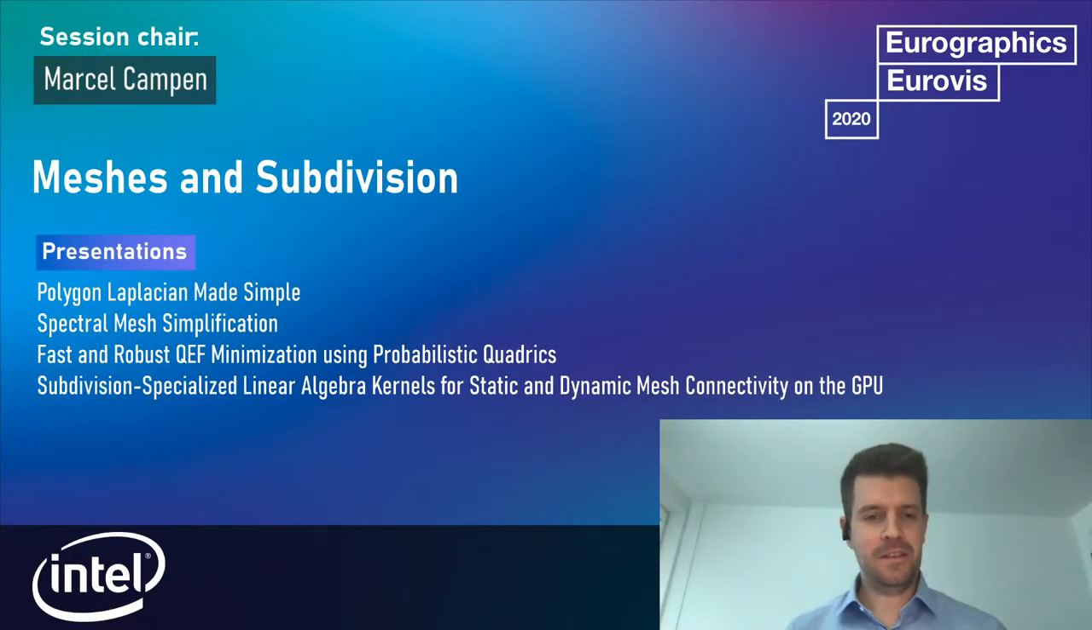Okay. And yeah, let's all thank Thibaut virtually again, and then we can move on to the third paper in this session. Thibaut just mentioned some issues or bad elements in quadric error-based simplification. I think in the next talk we will hear something about this. So this next paper is titled Fast and Robust Quadric Error Function Minimization Using Probabilistic Quadrics. And this talk will be given by the first author, Philipp Trettner.